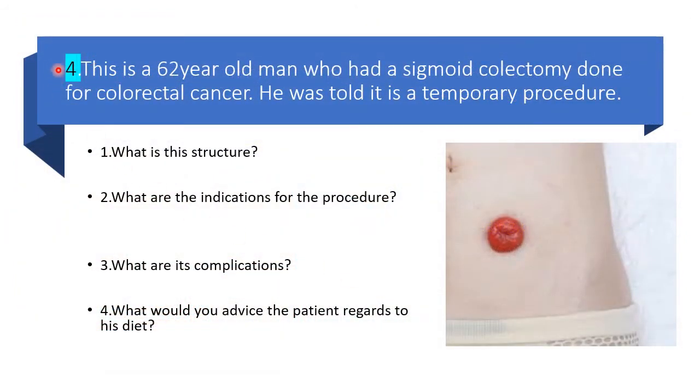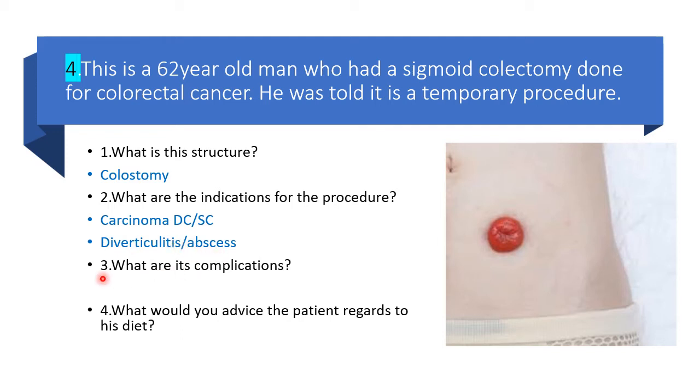Question number 4. This is a picture of a 62-year-old man who had a sigmoid colectomy done for colorectal cancer. He was told this is a temporary procedure. What is this structure? It's a colostomy, left iliac colostomy. What are the indications for the procedure? Carcinoma and diverticular disease or abscess.